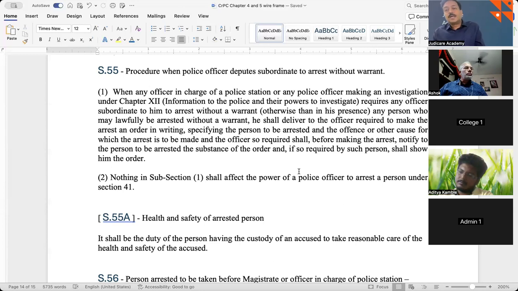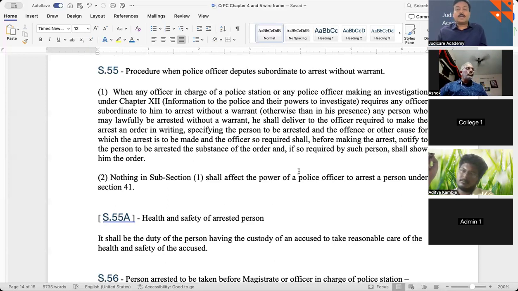Otherwise than in his presence, any person who may lawfully be arrested without a warrant, under all the previous clauses we have seen, he shall deliver to the officer required to make the arrest an order in writing, specifying the person to be arrested and the offence or other cause for which the arrest has to be made. And the officer so required shall, before making the arrest, notify to the person to be arrested the substance of the order, and if so required by the person, shall show him the order.